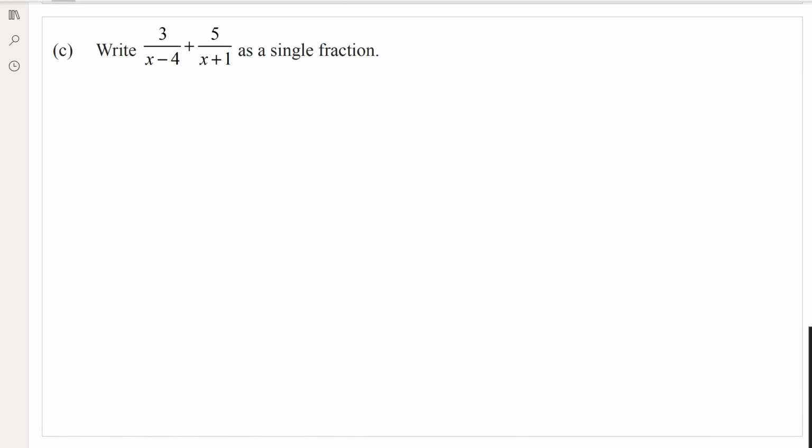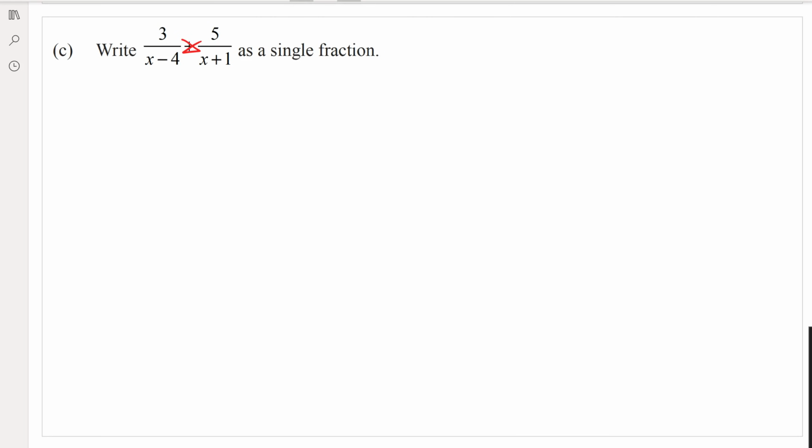So question C here, we've got a couple of algebraic fractions and we've been asked to write it as a single fraction. Looking at the denominators, x minus 4 and x plus 1, there's not really any kind of common factors. So this is a straightforward cross multiplication question.